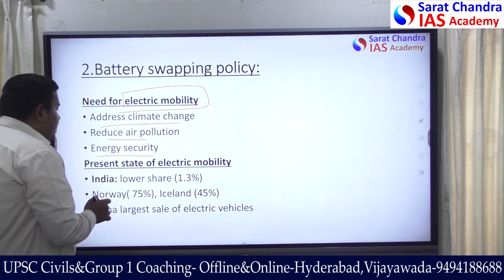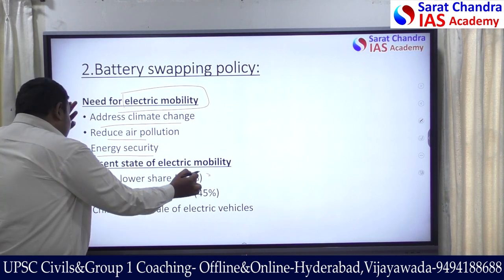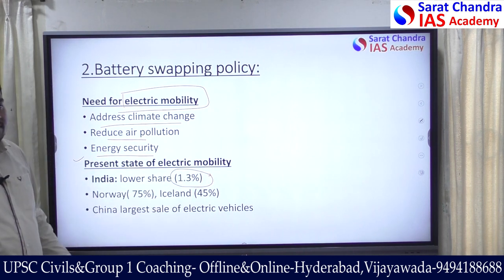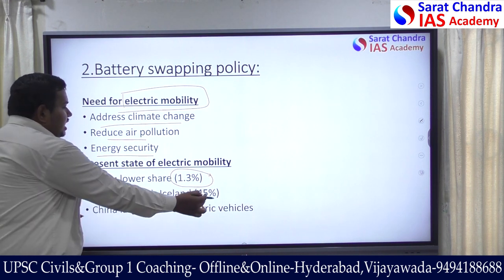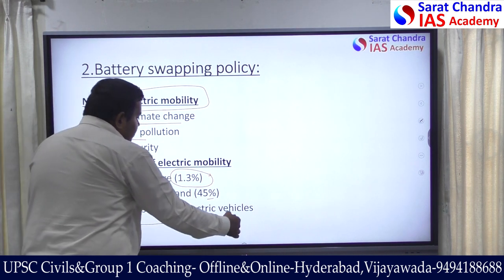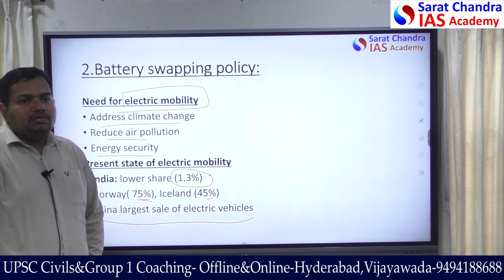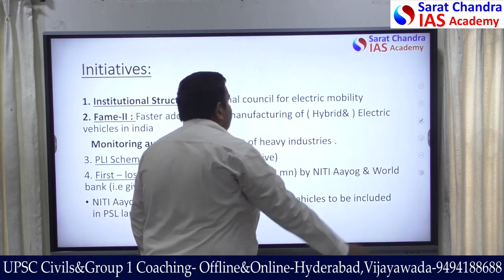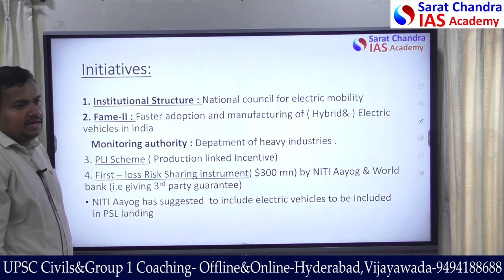That is energy security. Similarly, present state of electric mobility. In India, the share of electric vehicles is how much? 1.3%. But in comparison, countries like Norway have 75, Iceland 45. And China is the largest selling country in the world with respect to electric vehicles.